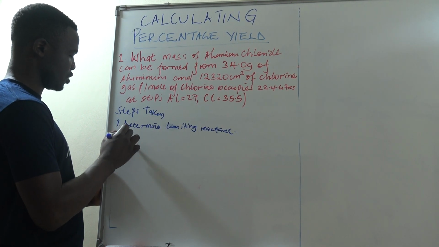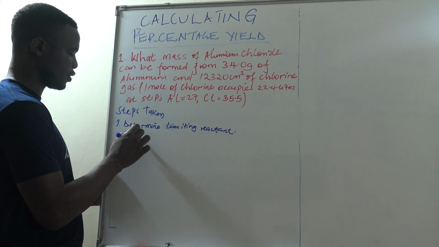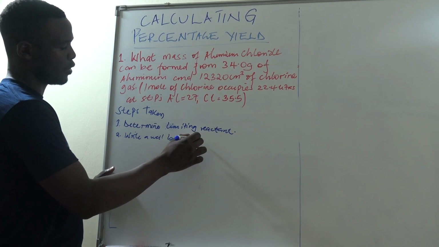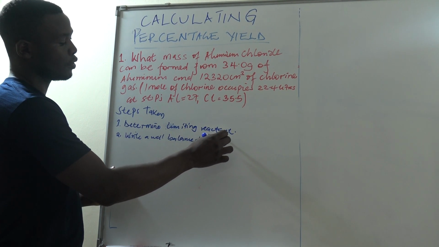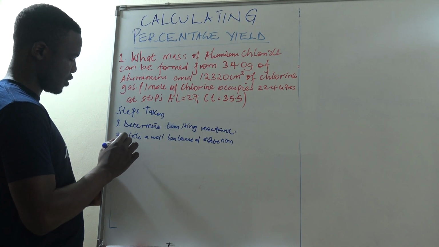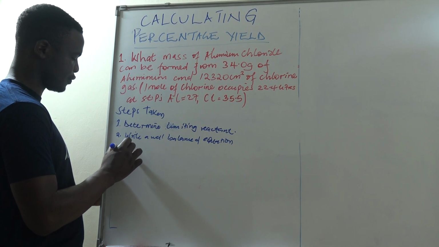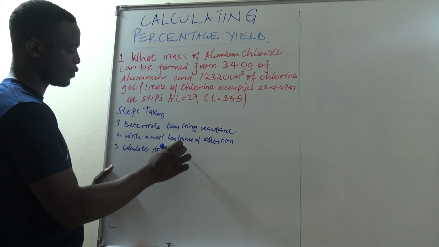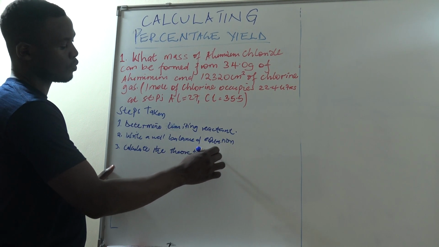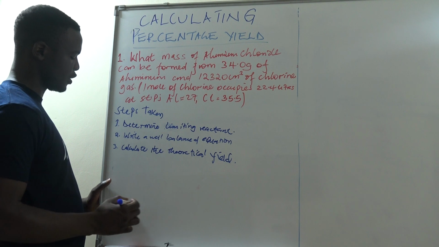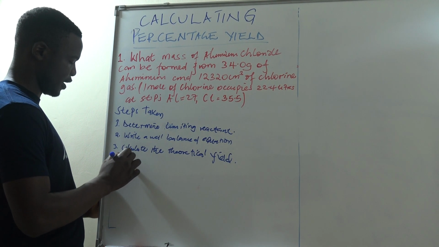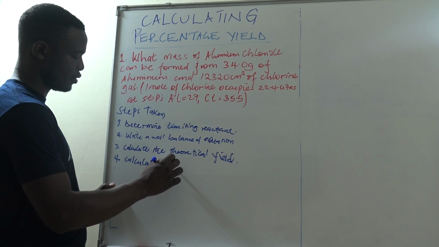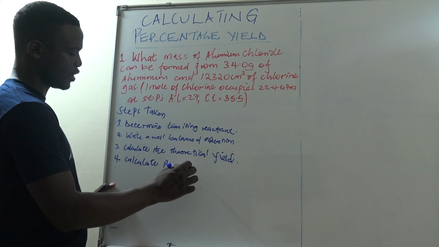Step two is write a well-balanced equation. Step three, then calculate the theoretical yield. Calculate the theoretical yield, and finally you calculate the percentage yield.